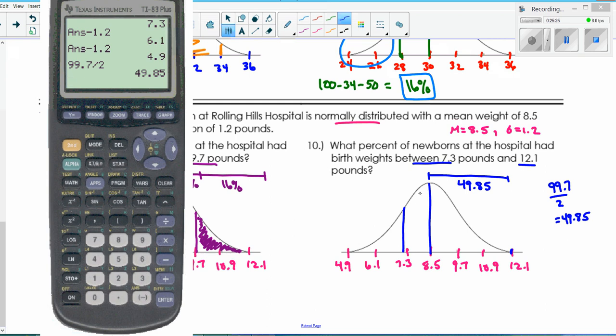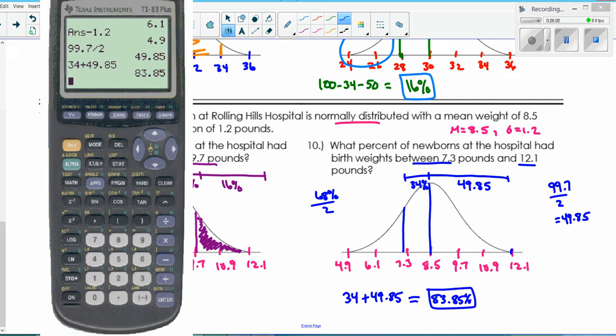If we go one to the left and one to the right, that's 68%, which we divide by 2, making this 34%. So I would take 34 plus 49.85, and that would tell me how much is between 7.3 and 12.1 pounds. So this would be 83.85% of babies.